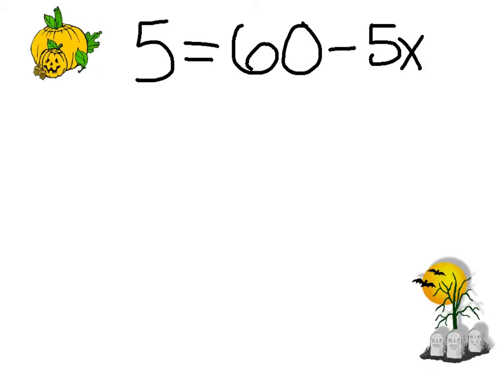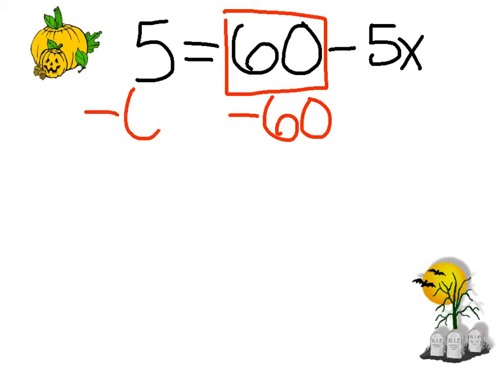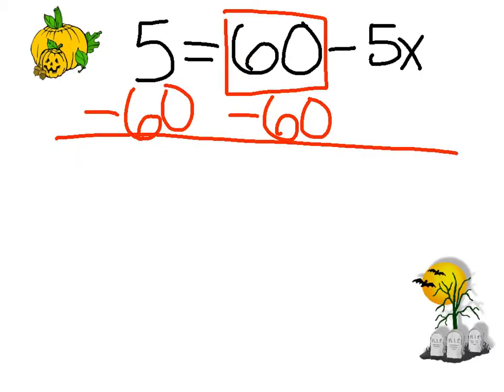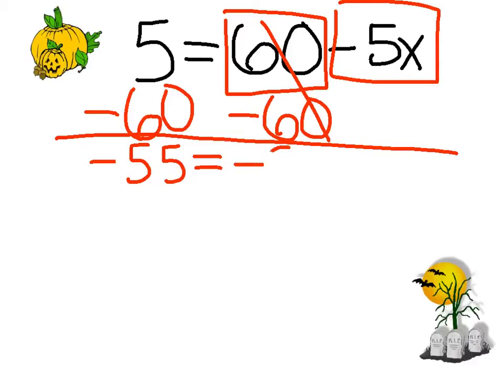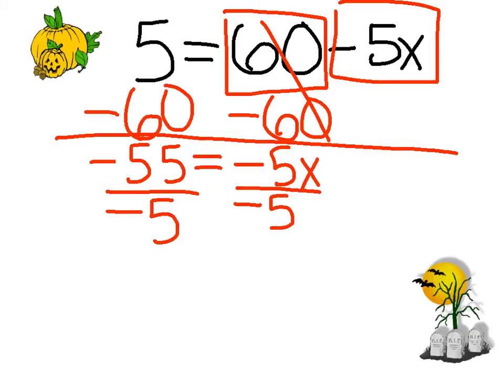Okay, for example 4, we have 5 is equal to 60 minus 5x. We need to move our 60. It's a positive 60, which means we're going to subtract 60 from both sides. When we do that, on the left side, 5 minus 60 is negative 55. On the right side, we have a minus 5x left over. We divide by our coefficient, which is negative 5. Negative 55 divided by negative 5 is going to give us a positive 11 for our answer.